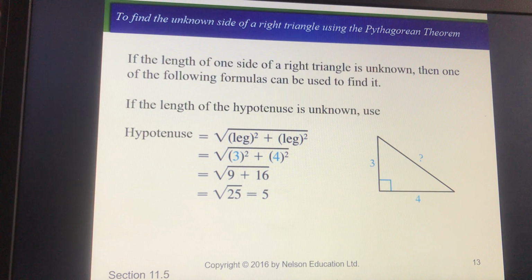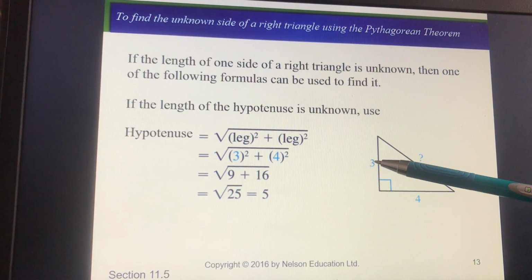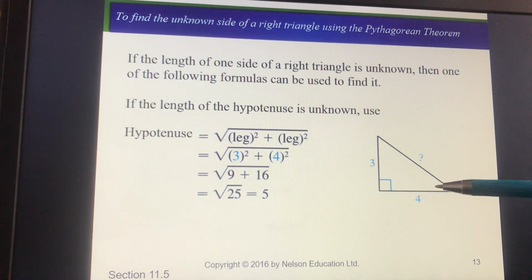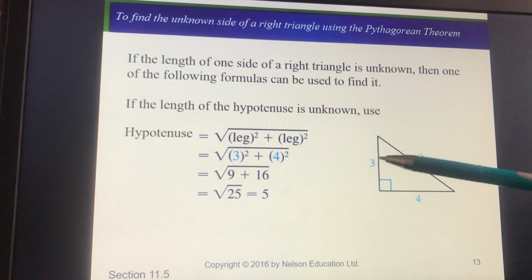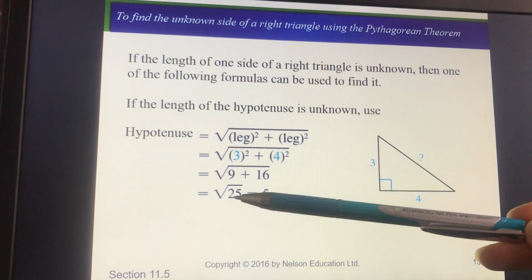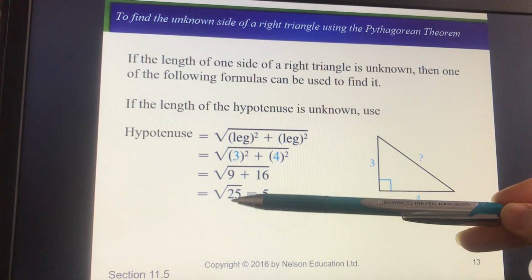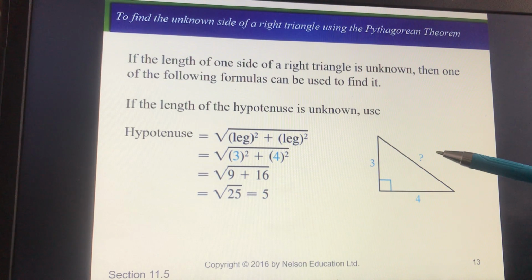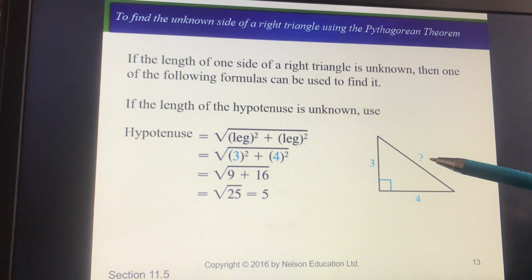If the length of one side of a right triangle is unknown, then one of the following formulas can be used to solve it. I don't like us to use the formula much. I want you to learn the process. My suggestion is grab 3, give that the second power. What is 3 times 3? 9. What is 4 times 4? 16. Add them together. 9 plus 16 is 25. Find the square root of that. That's 5. And that is the measurement of that side.